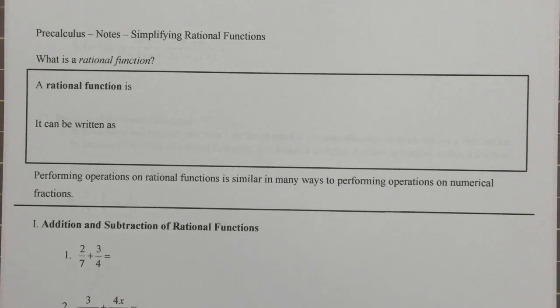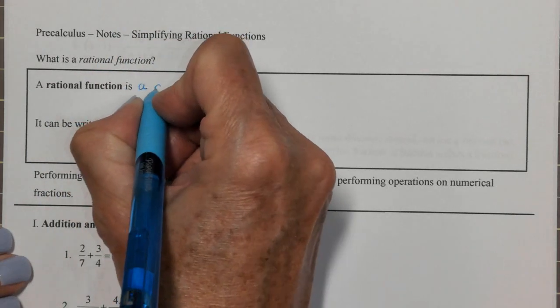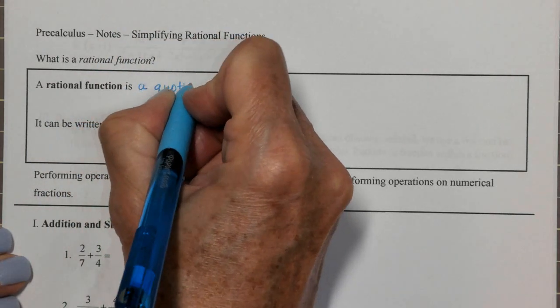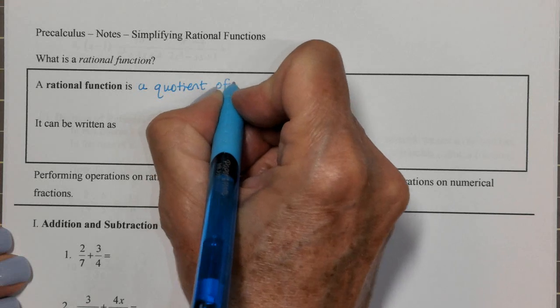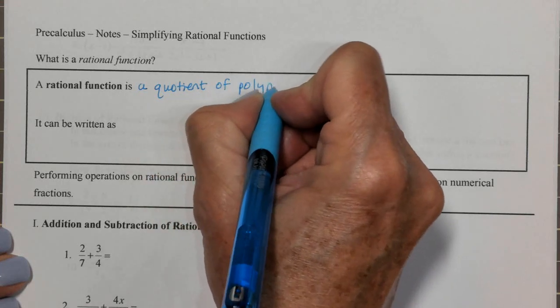Today we are going to be simplifying rational functions. So a good first question to ask is, what is a rational function? We would ask this in class. A rational function is a quotient of polynomial functions.